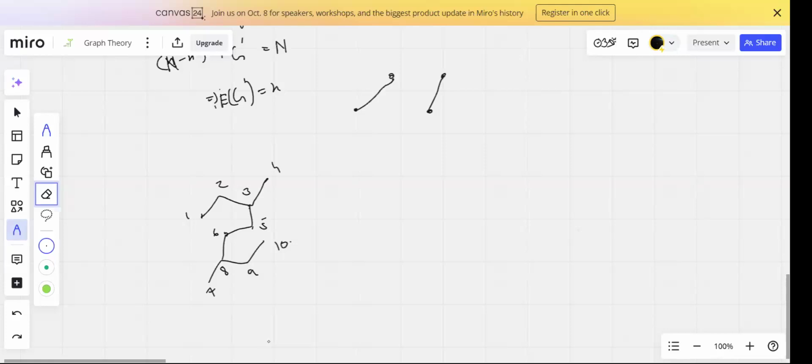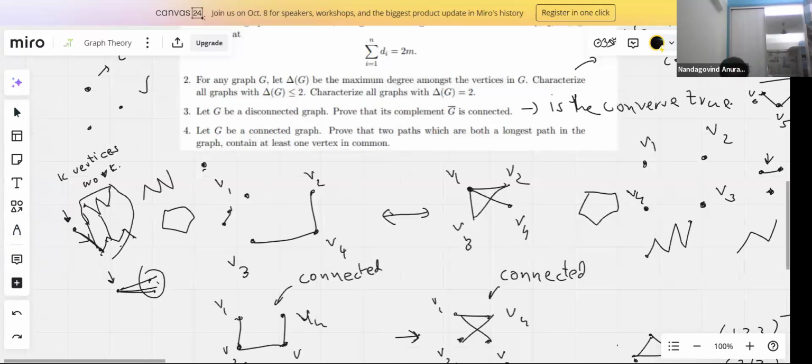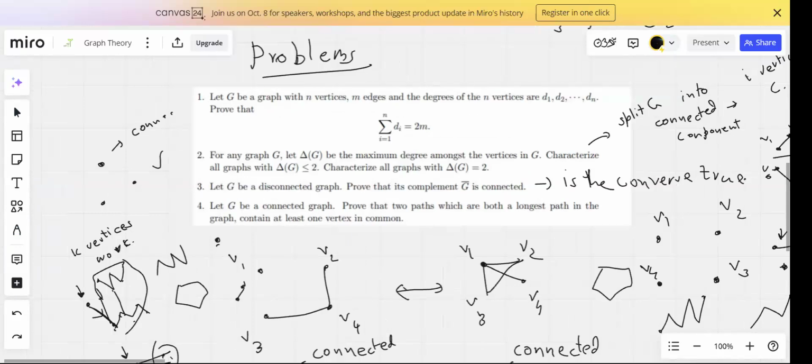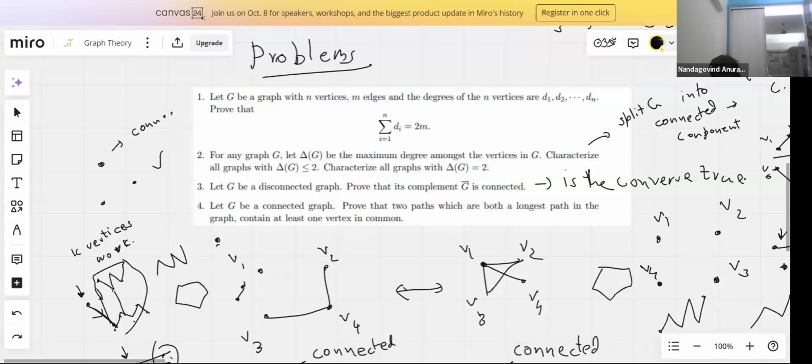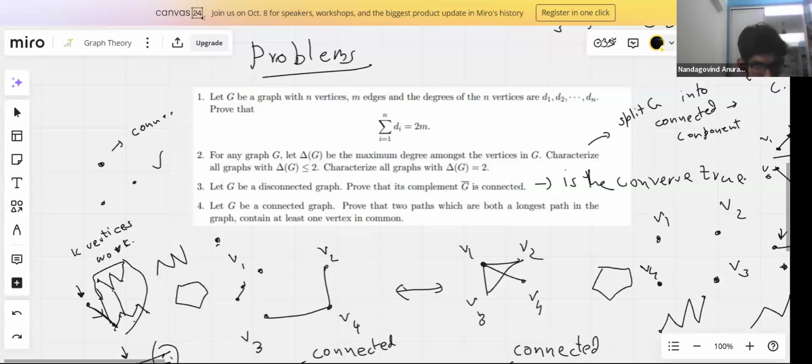Can you show the question once? So does this question imply that there are only two longest paths in the graph? No, not necessarily. There could be multiple longest paths, but you are only choosing two. For any two that you take, they have at least one vertex in common. Note that the common vertex is not necessarily the same for every pair. That could differ pair to pair.